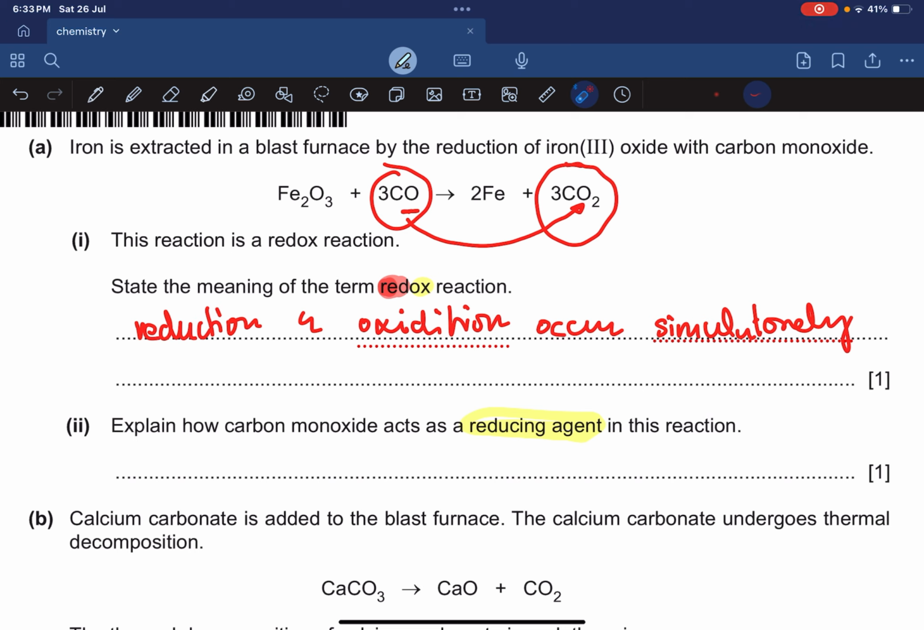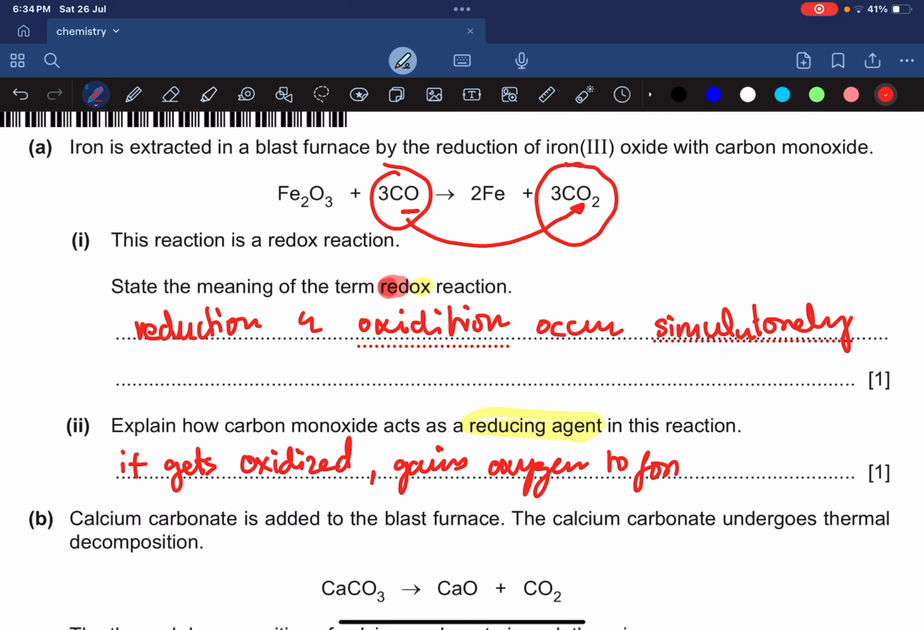So what's happening is that, explain how carbon monoxide acts as a reducing agent. It gets oxidized, or you write, it basically gains oxygen to form CO2. And you can also write about this in terms of it taking away the oxygen from iron 3 oxide. Okay, that can also be a point.